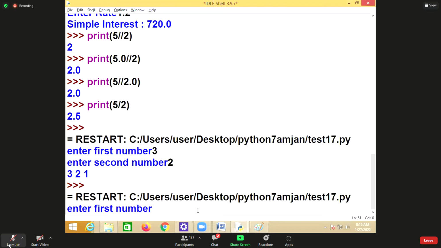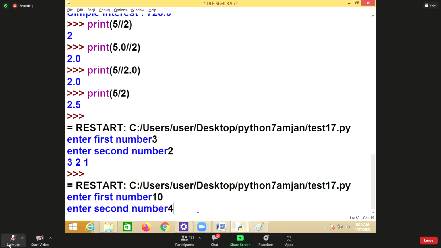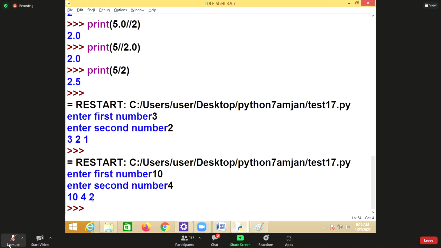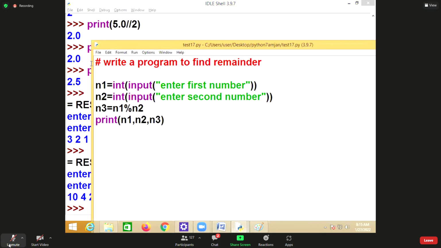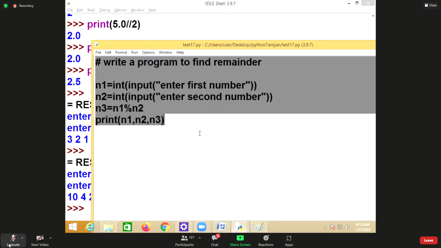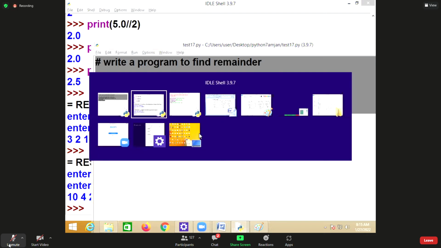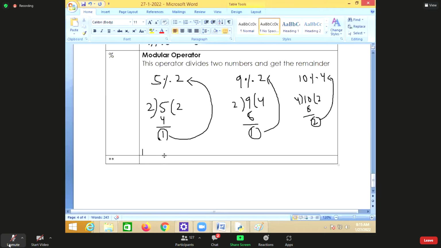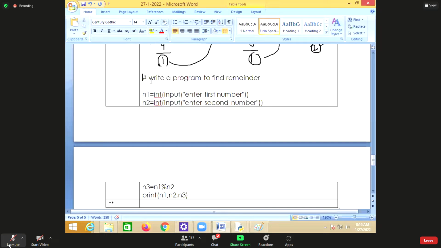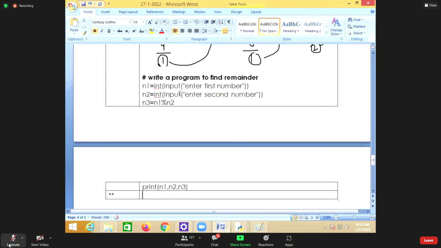Okay, I try to input 10 and 4. What is the remainder here? 2. So if you want to find the remainder, you can find it by using the percentage operator.